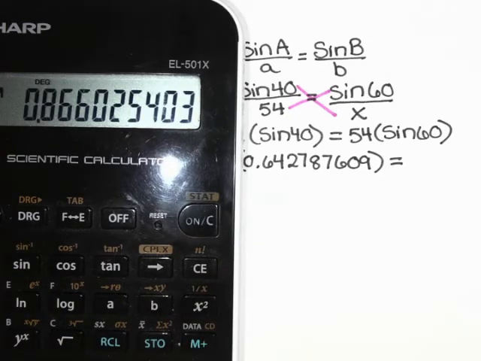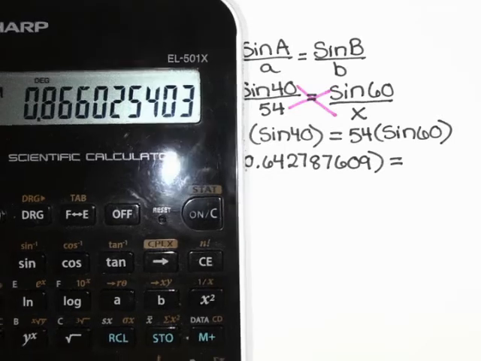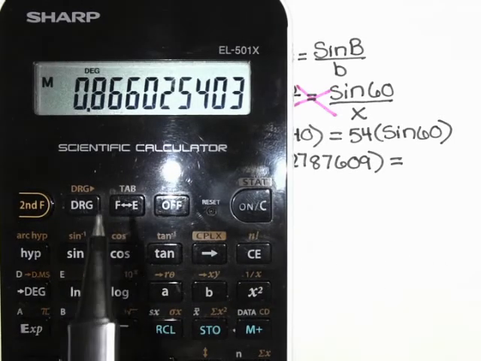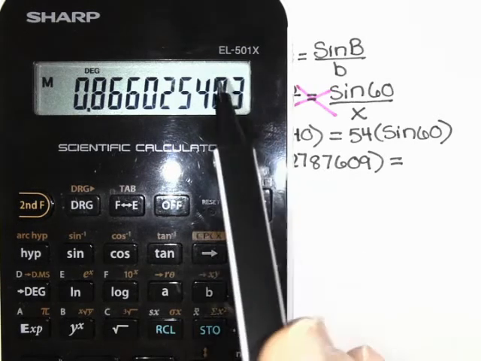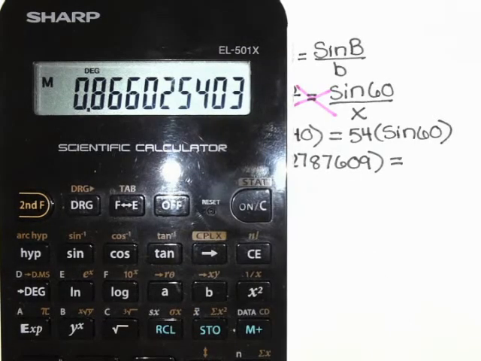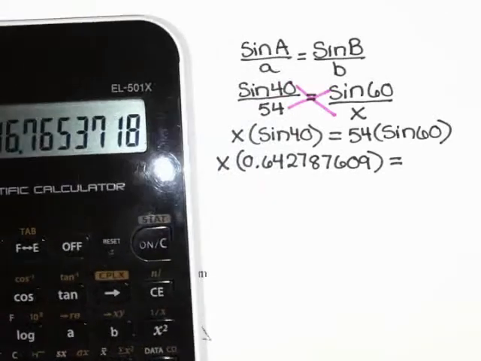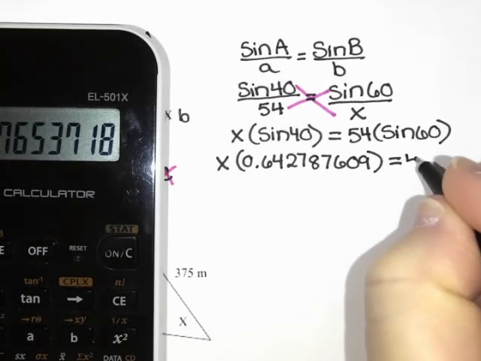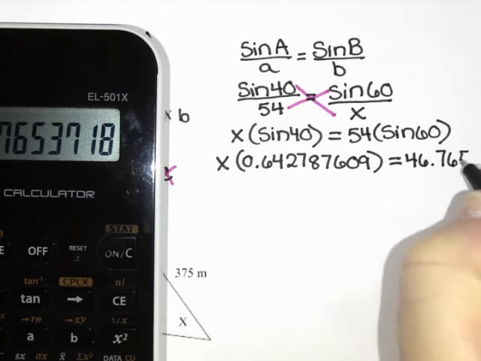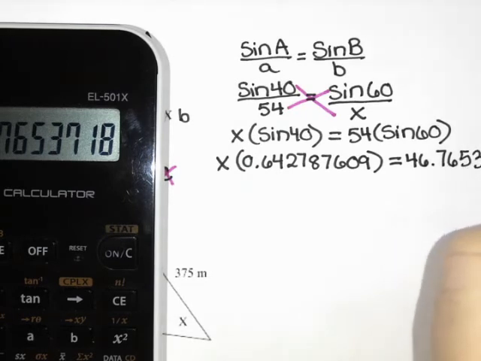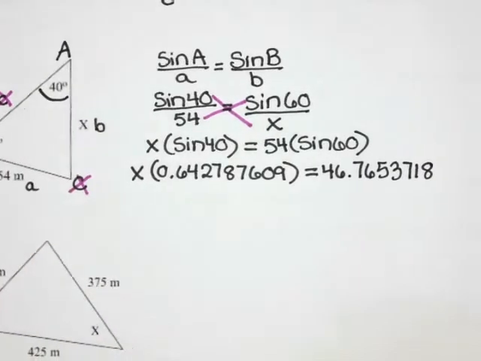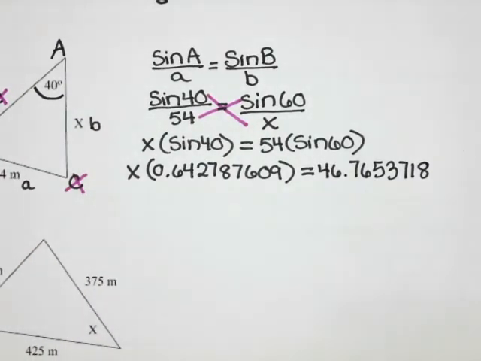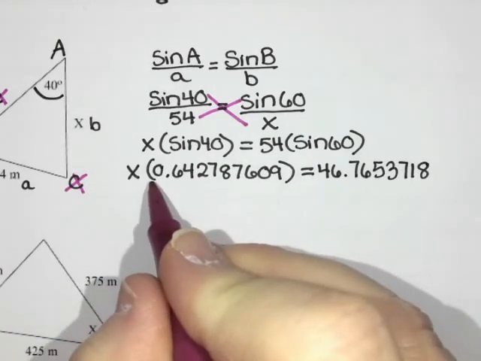Now, a common mistake that I personally make is that I don't hit equals. So here I did 54 times sine 60. This number that's on my screen is actually just sine of 60. So I need to hit equals to get the actual answer, and I make that mistake more often than I'd like to admit. So just learn from my mistake and make sure you hit equals at the end. So we've got 46.7653718.